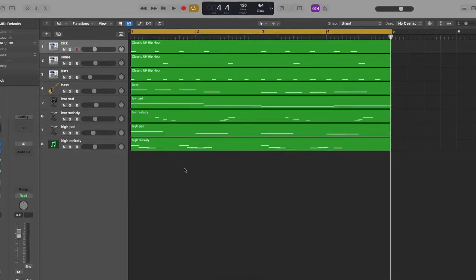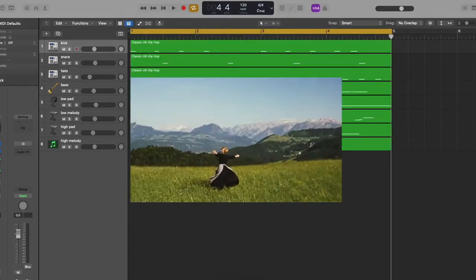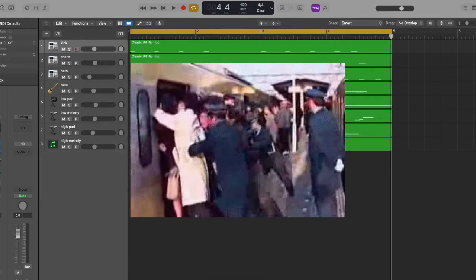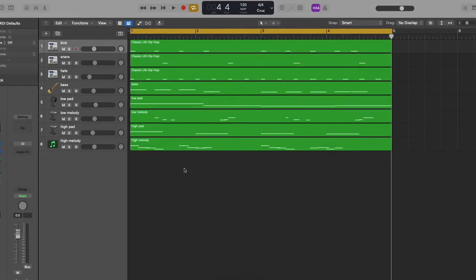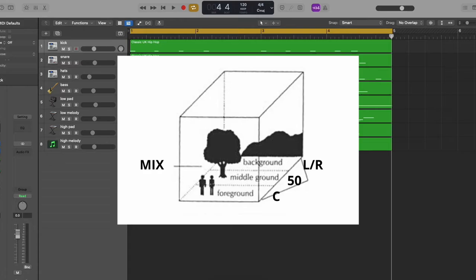The reason the 50-50 method is effective is because you use the available space in the mix, therefore giving your sounds a chance to breathe instead of being crammed in the center. I find adding in the extra panning slot is like adding a middle ground to a foreground and background, therefore creating more depth.